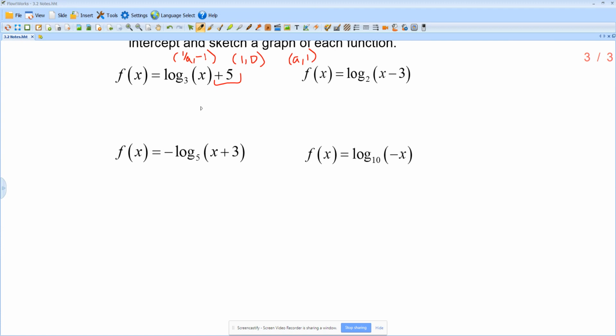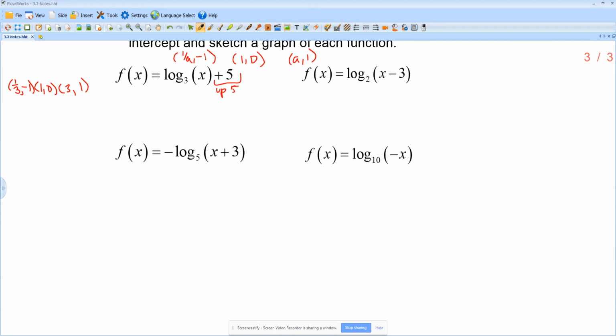So the first thing that I do when I look at these problems is I list these 3 points. Here, a is 3. So I'm going to have 1/3, negative 1; 1, 0; and 3, 1. And I list them like that with room to work downward because we will do something to these going downward. Then I look at what changes have occurred. So I have this plus 5. This plus 5 is a vertical shift because it's outside of those parentheses. So it's going up 5.